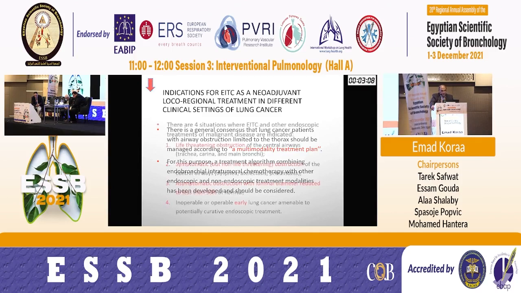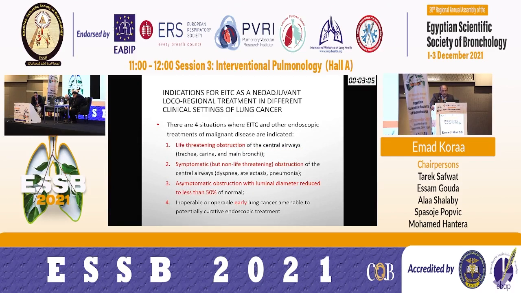So there are 4 situations where the endoscopic intratumoral chemotherapy and other endoscopic treatment of malignant diseases are indicated. Number one, the life-threatening obstruction of the central airways. What we mean by central airways: the trachea, carina, and main bronchi, including the bronchus intermedius. The second, the symptomatic but not life-threatening obstruction of the central airways, like dyspnea, atelectasis, or pneumonia. The third is the asymptomatic obstruction but with luminal diameter reduced to less than 50% of normal. And the fourth, inoperable or operable early lung cancer amenable to potentially curative endoscopic treatment.